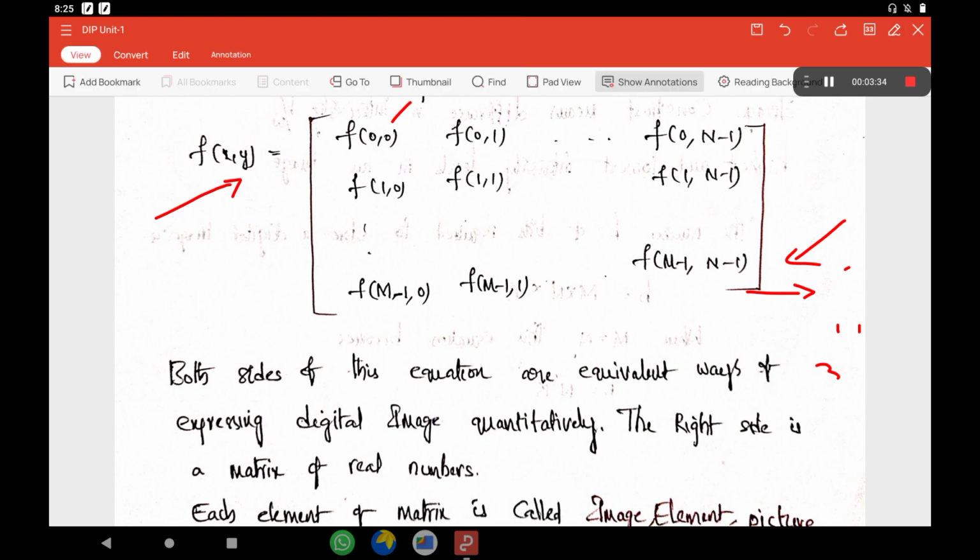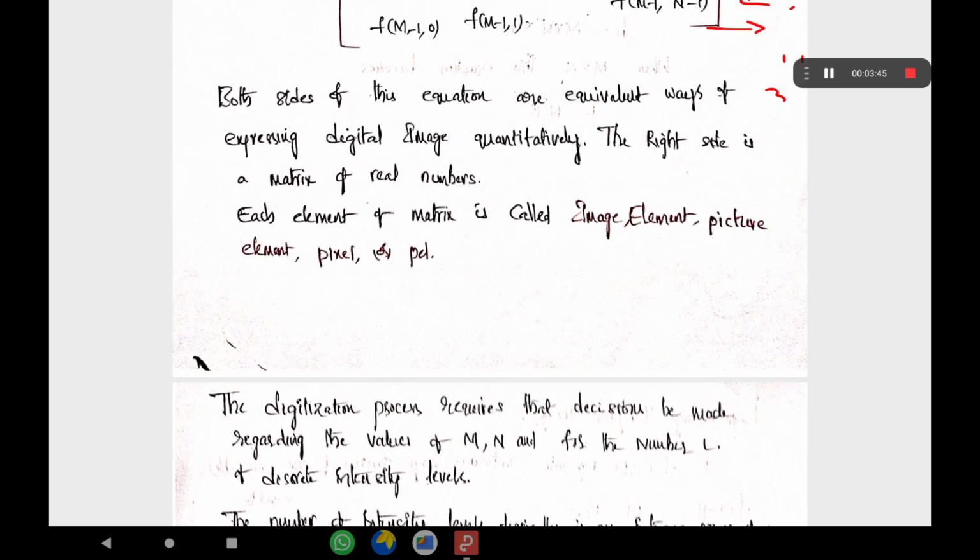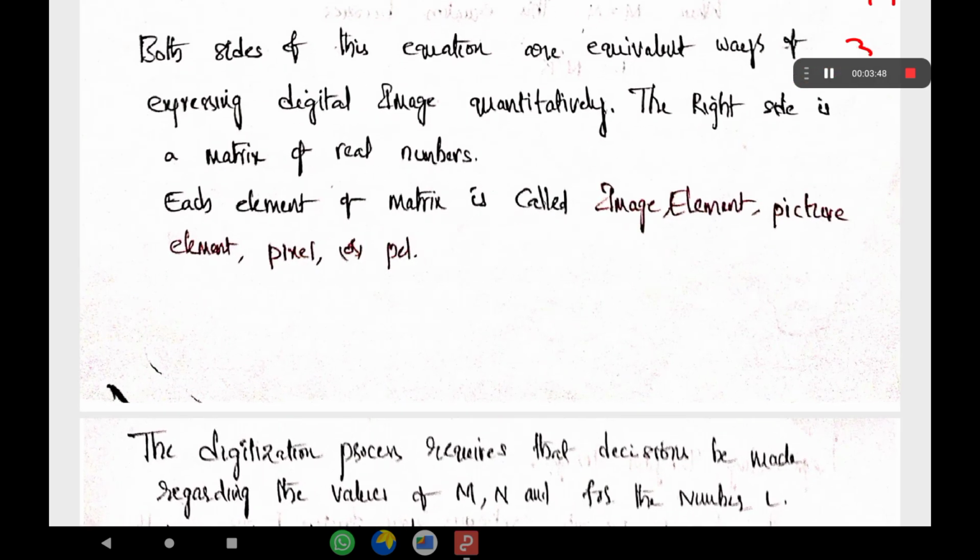Each element of the matrix is called an image element, picture element, pixel, or pel. These are all different names for the image element, or the intensity value. But among these, pixel is the most used in our discussion.